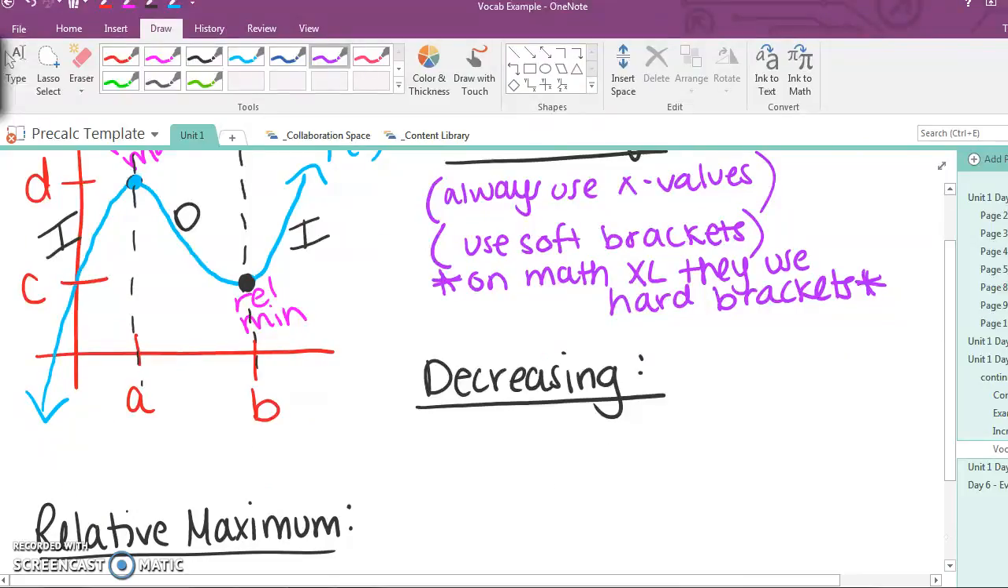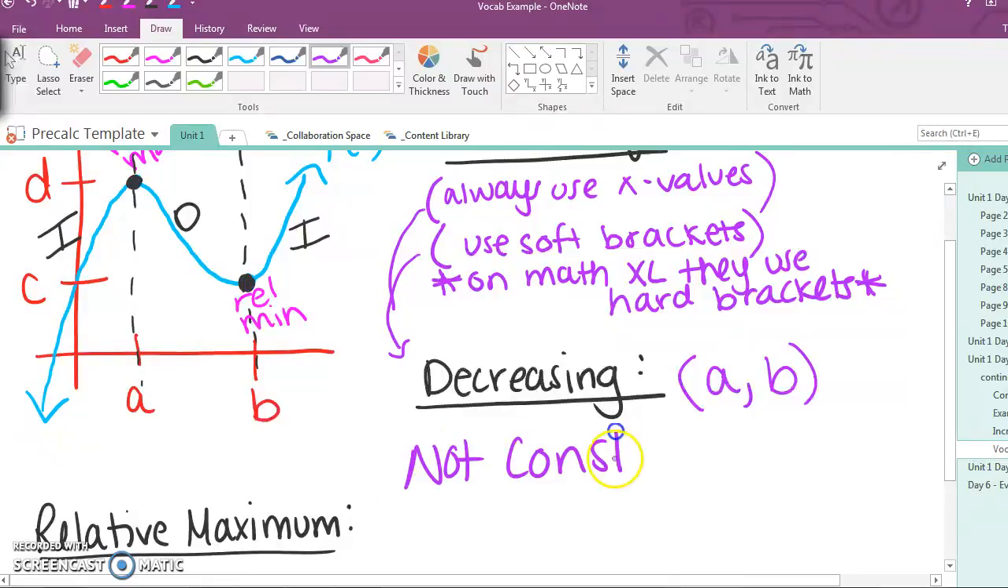Alright, now the place where it's decreasing, it starts decreasing, remember again, x values right here at A, and it stops decreasing at the second x value here at B. Same thing, x values, soft brackets. And I'm also going to make a note that it's not constant anywhere. We don't have any places where it's constant on this one.